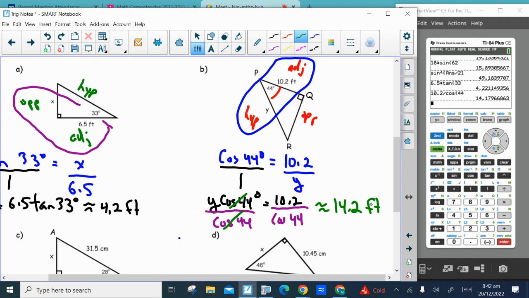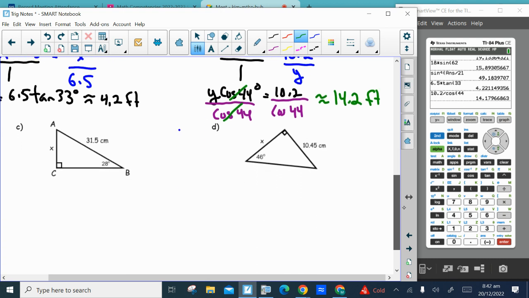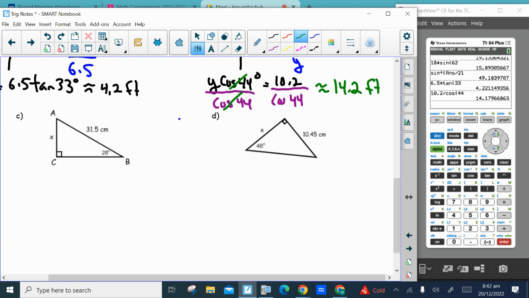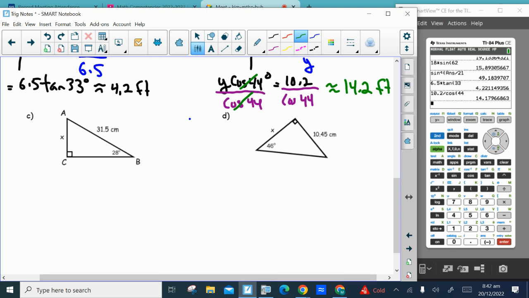This is our third day, I think, of using trig ratios to find missing sides of triangles. Everyone is done exactly the same way. We start by first labeling the sides of the triangle. So for question C, we want to find the value of x.